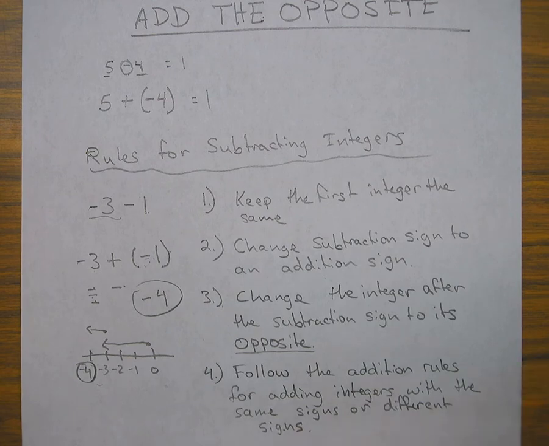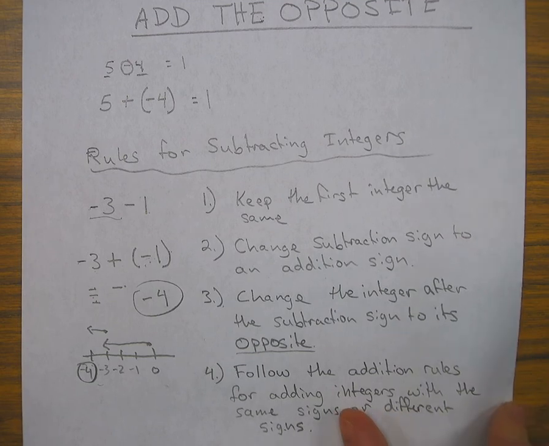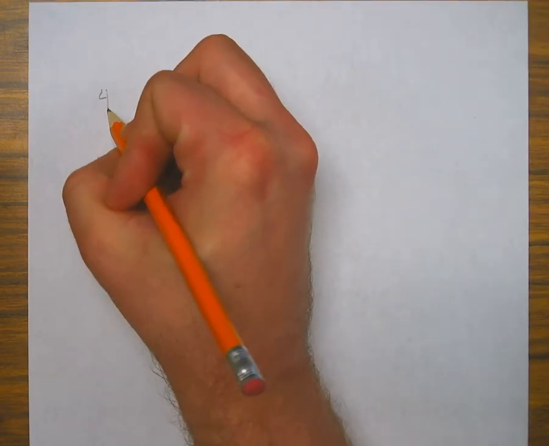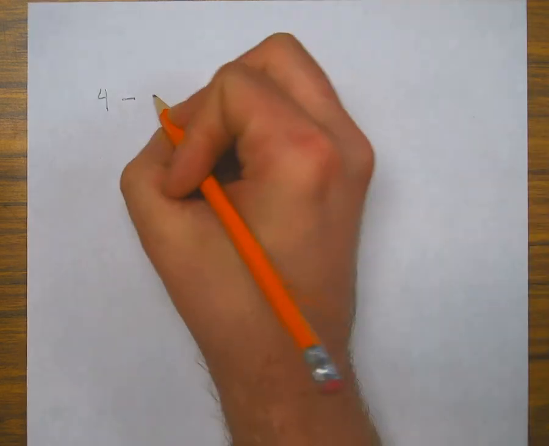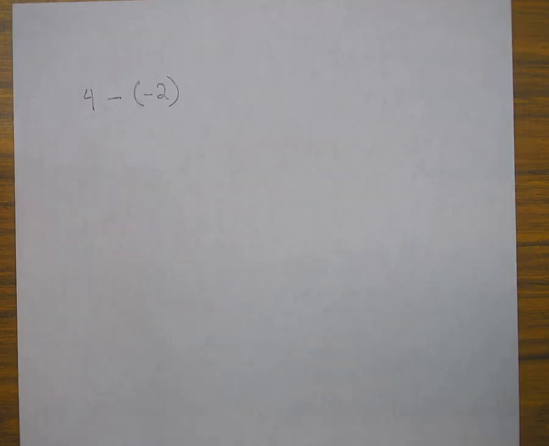I was going to do one more example if I'm subtracting a negative number, because that's where we get confused. So I'm going to flip this over. Remember, you can pause or rewind or do whatever you want to this video. So I'm going to flip it over. I'm going to do one more example. So what if I'm subtracting a negative number? So what if I have 4 minus -2? Well, the same rules apply.